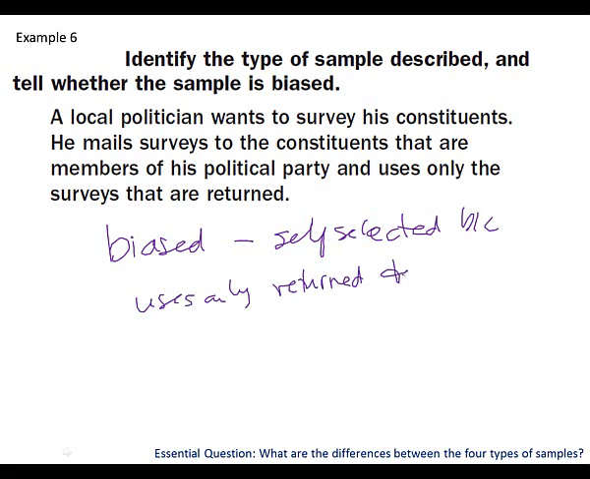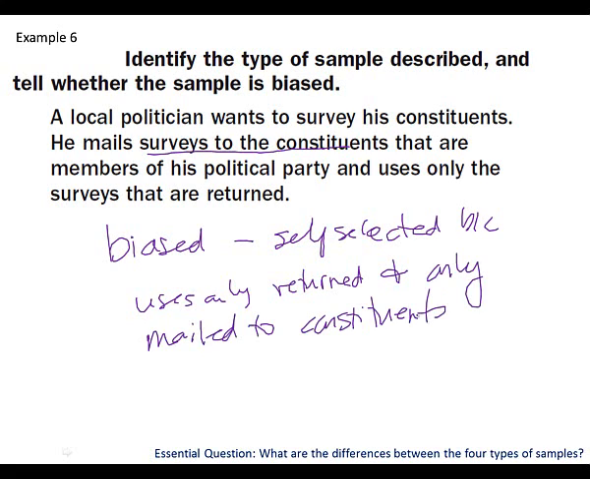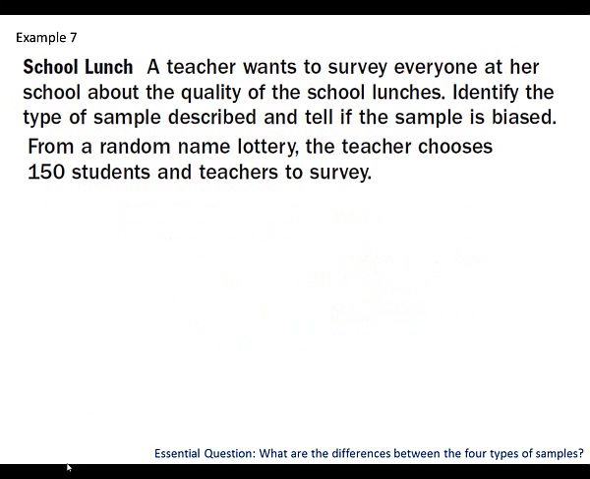And the convenience part is that he only mailed to constituents who are in his party. Alright. One more. We've actually seen this example already in example 7. We used it already, but I had to find one that was the example of the other direction.